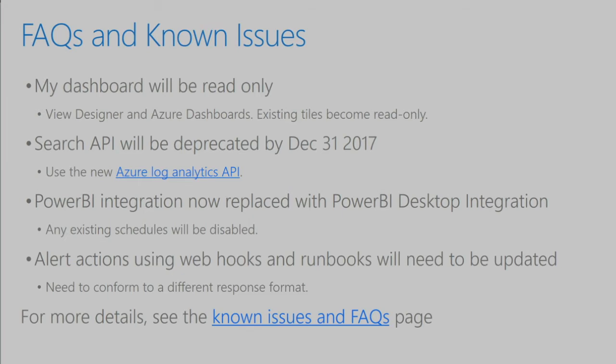The other change is a breaking change, and there are not that many users using it, but it affects alerts using webhooks and runbooks. We had to change the response format. The main reason was that as we upgrade to the new language and the new API, the response format was different. Rather than sticking to the old format, we wanted to make sure that everybody moves to the new format as soon as possible. So that's the other thing I want to call out. There are other known issues and FAQs that we have posted. We may have to update them, but I think we have captured most of it during the time we had in public preview.